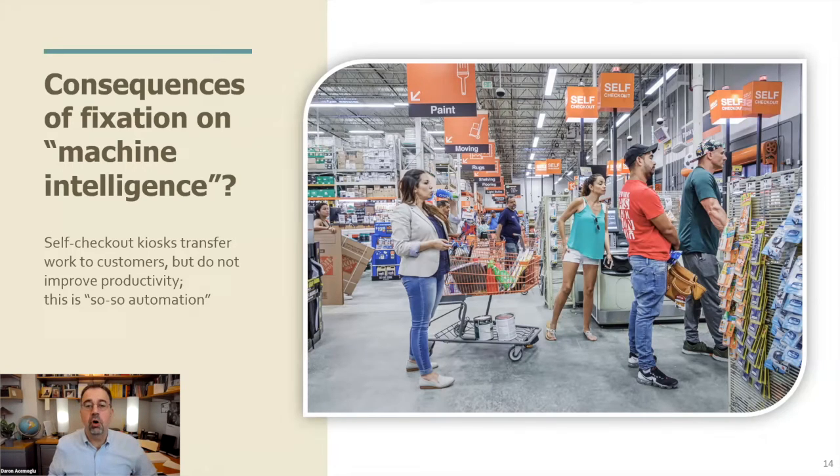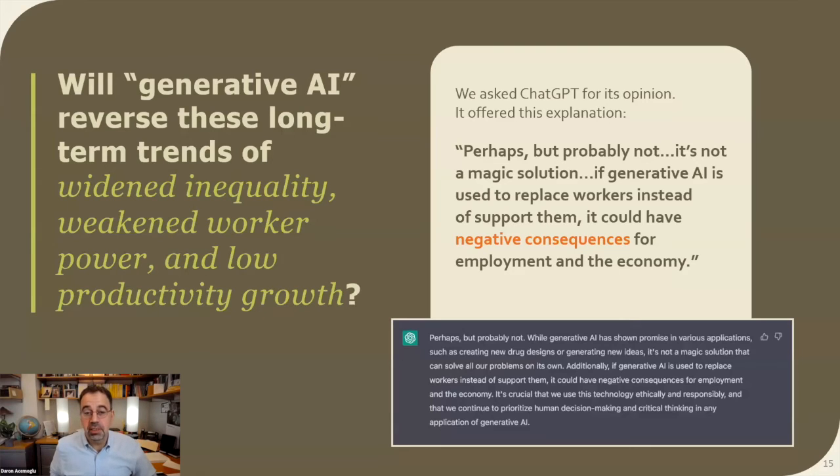Now, of course, if you don't believe me, ask ChatGPT. So we asked ChatGPT, will generative AI reverse these long-term inequality trends of a widening inequality, weaker worker power? And ChatGPT said, perhaps, but probably not. It's not a magic solution. If generative AI is used to replace workers instead of support them, it could have negative consequences. Now, we don't know whether ChatGPT read some of our papers, and that's why it gave this answer. But on this one, we agree with ChatGPT.